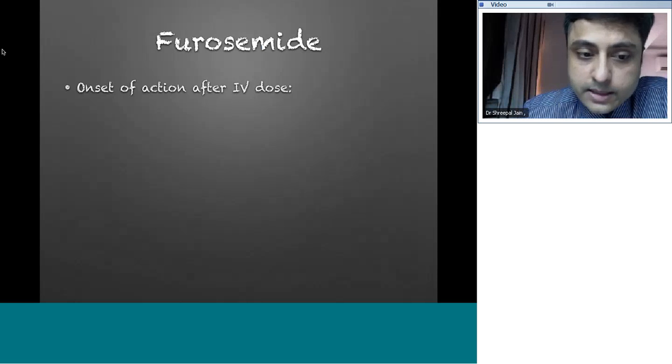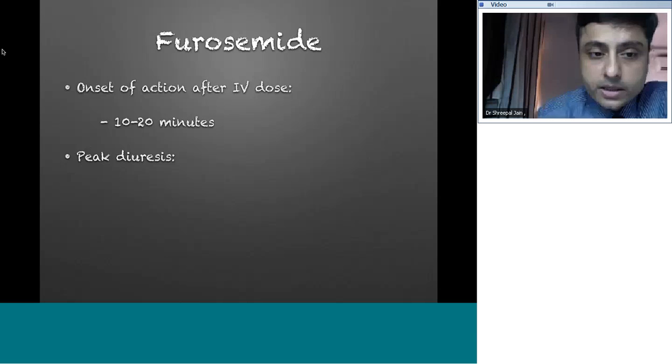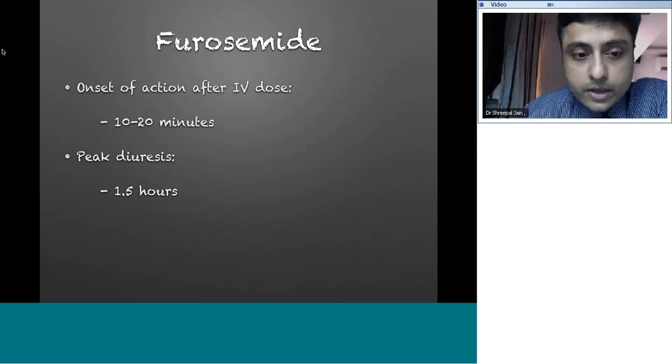So that's the reason in patients with renal failure, the dose of furosemide which we need to give is actually higher. The onset of action after giving an IV dose is 10 to 20 minutes. Peak diuretic effect is seen at roughly 1.5 hours, and 4 to 6 hours is the duration of action.